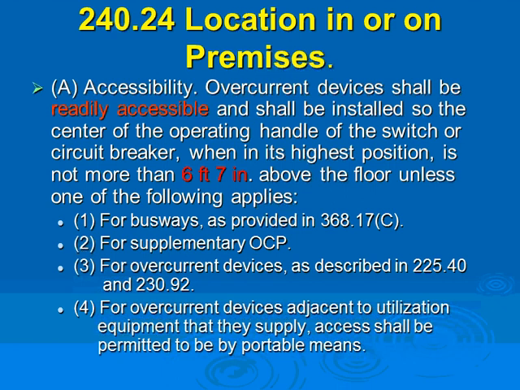Okay, location in or on premises. The location, guys. Overcurrent protection devices have to be readily accessible. For short people like Chad, they want them at 6'7", so we can reach the top of that circuit breaker and get it. There are some exceptions for this one.